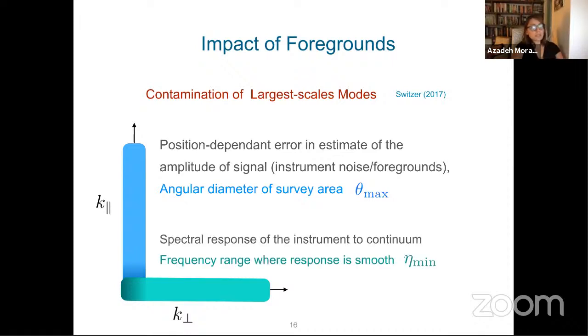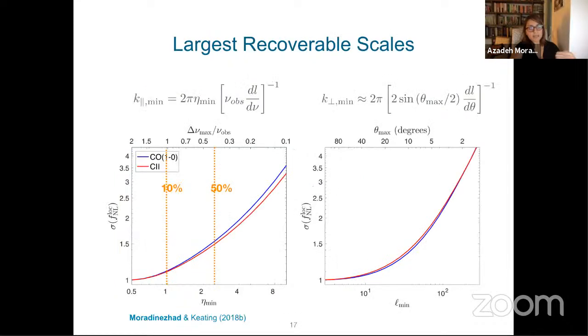Now, but that's not all. We also lose the largest scale modes along the line of sight, and this is due to the spectral response of the instrument to the continuum. Basically, we characterize it in terms of this parameter eta min, which characterizes the range of frequencies over which the response of the instrument to the foreground is smooth. Now, what I want you to remember from here is that these two plots basically show you how the constraints on FNL degrade as you change these two parameters, the eta min and theta max.